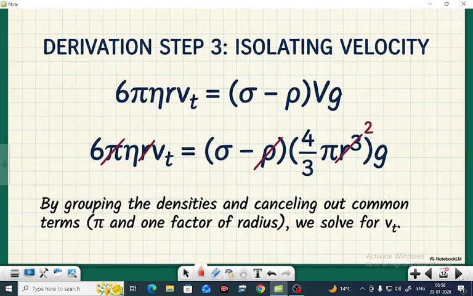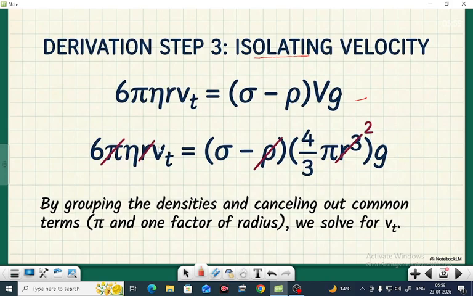Now from here we get derivation 3, isolating velocity. So we are getting 6 pi eta r Vt equal to sigma minus rho into V into g, right? Where V is 4 by 3 pi r cube, the volume of the ball. So pi will cancel. By grouping the densities and cancelling out common terms, pi and one factor of radius, we solve for Vt.